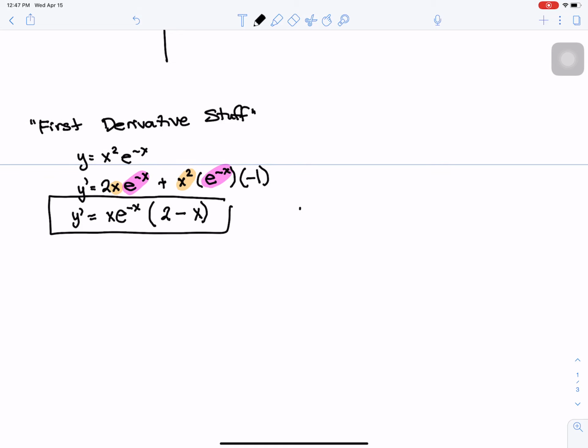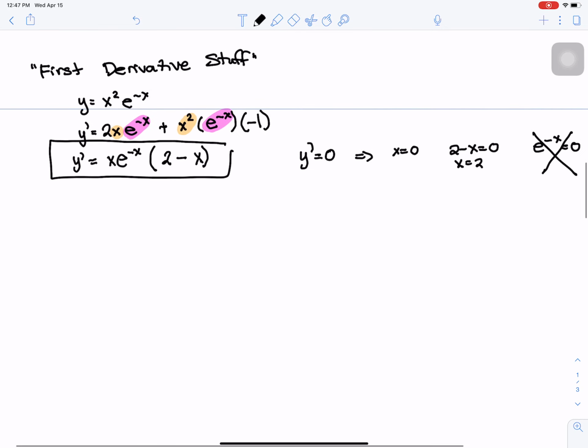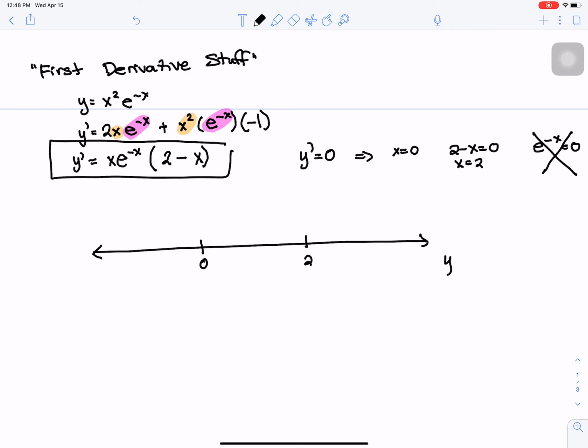So we want to ask ourselves, where does the derivative equal 0? So you're going to get x equals 0, 2 minus x equals 0, so x equals 2, and you could have e to the minus x equals 0, but this is not possible. So I get 2 critical points, and there's no points where the derivative is undefined. I have 2 critical points, one at 0, one at 2. I'm going to test the signs in my derivative, and then I want to say something about the original function.